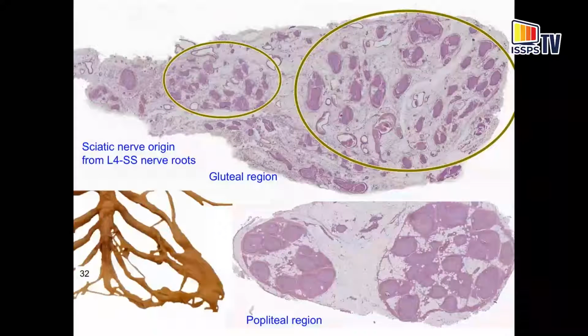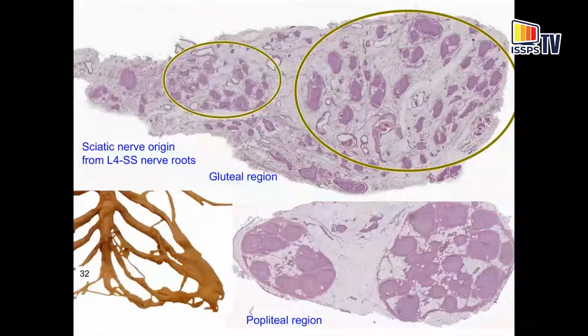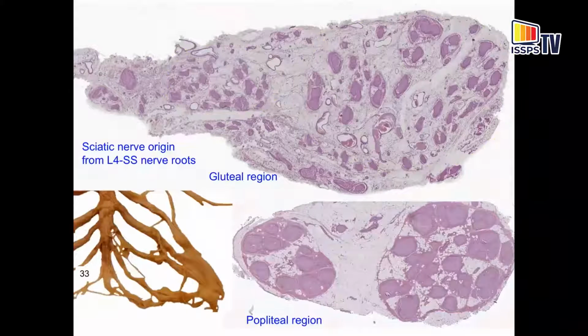Macroscopically, the sciatic nerve is one nerve, but microscopically it is two nerves from its origin, the tibial nerve and the common peroneal nerve. Each one has more conglomerated fascicles at the popliteal region than at the gluteal region. The fascicle number is greater at the gluteal region than at the popliteal region, but the fascicular area is smaller.